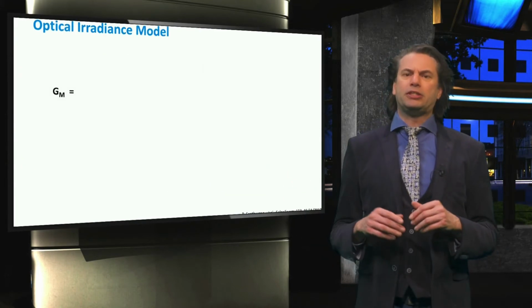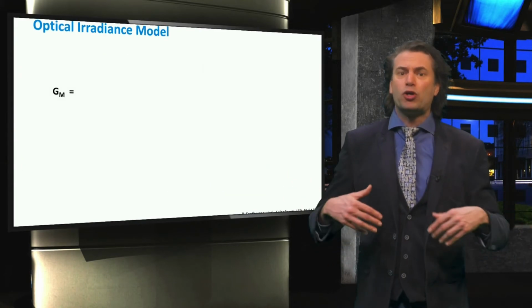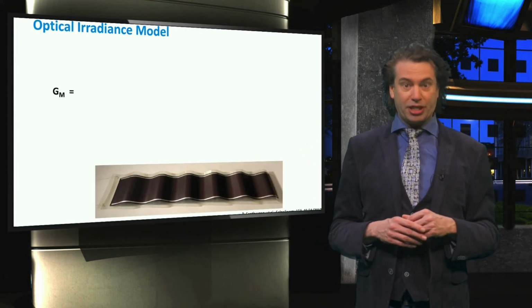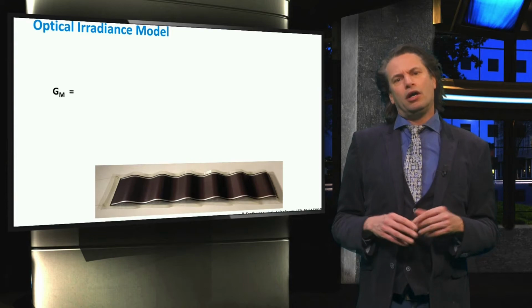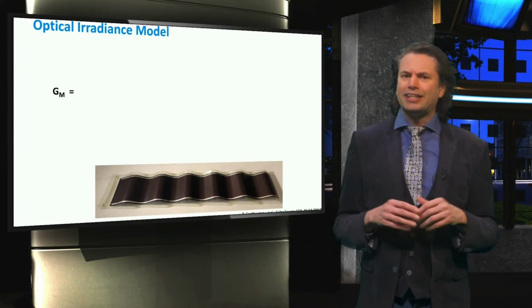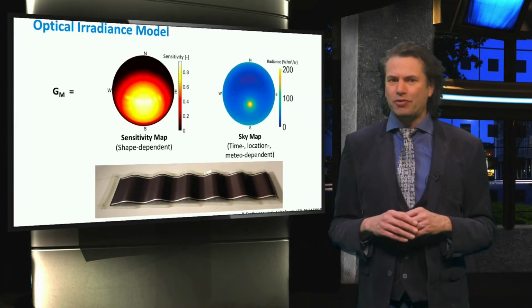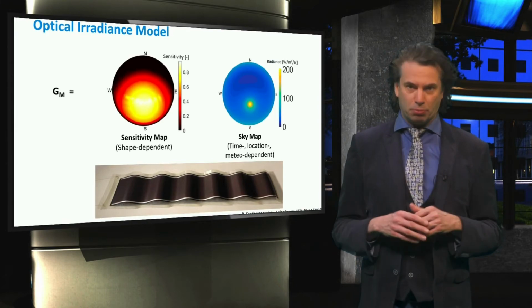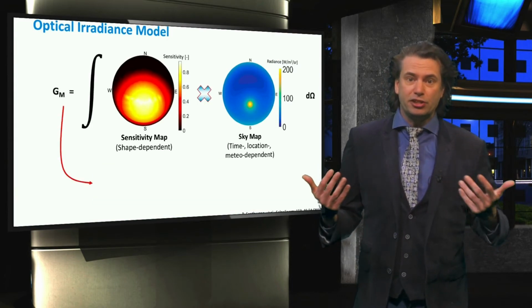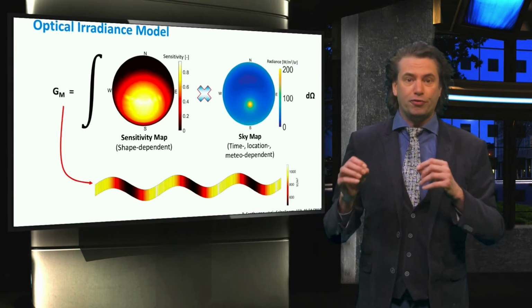When the geometry of the module and the landscape becomes more complex, it's possible to use more complex irradiance calculation models. The model discussed in the second week of the course uses a sensitivity map generated with ray tracing simulations and sky maps to calculate the irradiance distribution on the surface of the PV module.